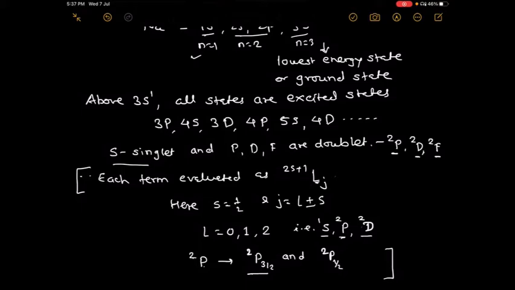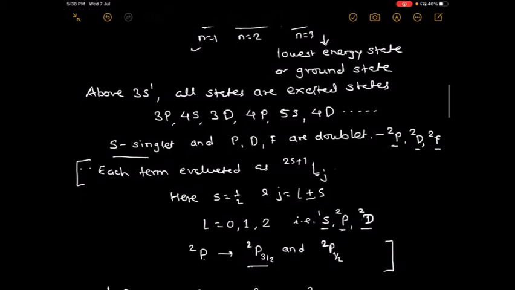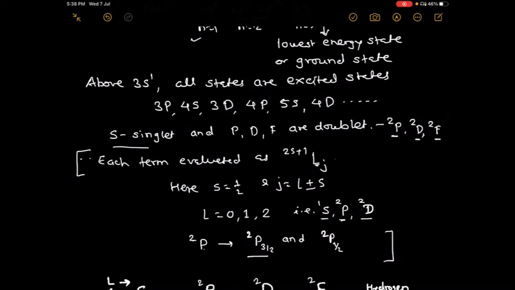This is the superscript before L, which represents the multiplicity of the state. L is the orbital quantum number and J is the total quantum number. In that, S for a single electron system has magnitude half. J, the total quantum number, is always L plus or minus S, meaning two values of J are allowed for each L. For example, if L equals 0, it means S state, and S is always singlet, therefore we write 1, singlet S.